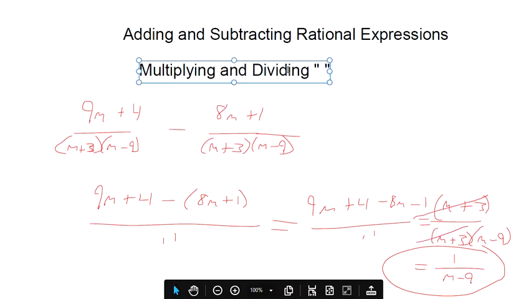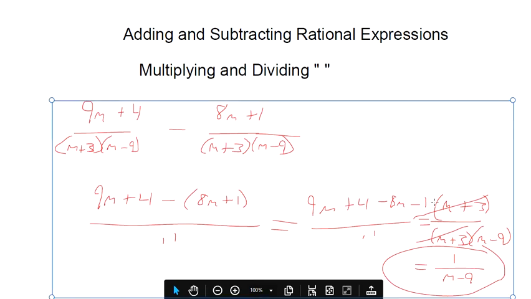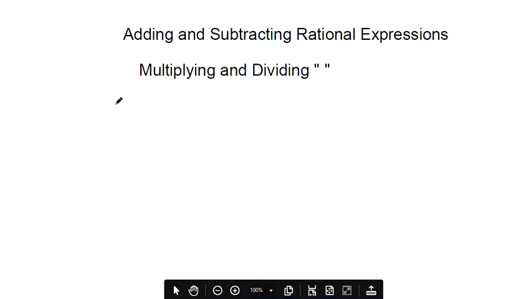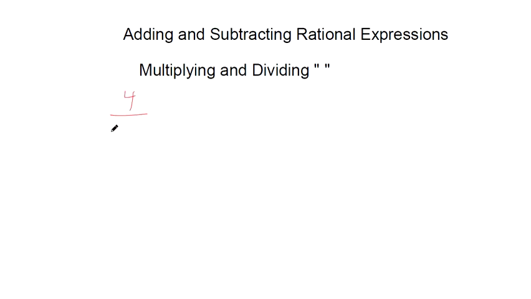Okay, so that's an example of adding and subtracting. Let me do another one. Let's say you have 4 over x minus 2 subtracted by (3x plus 1) over x minus 3. They don't have common denominators, right? So I'm going to multiply this fraction by the opposite fraction's denominator.